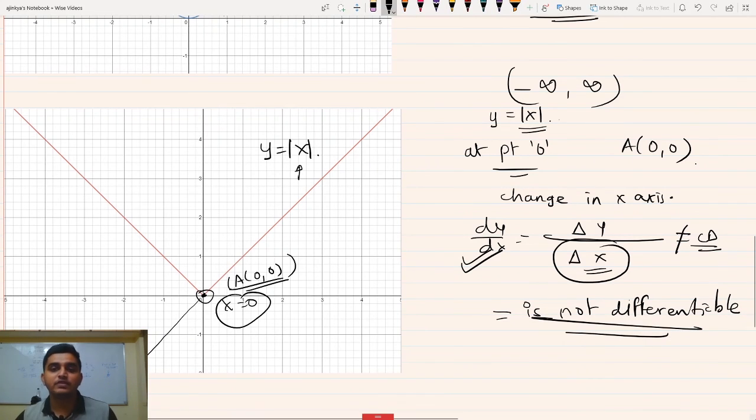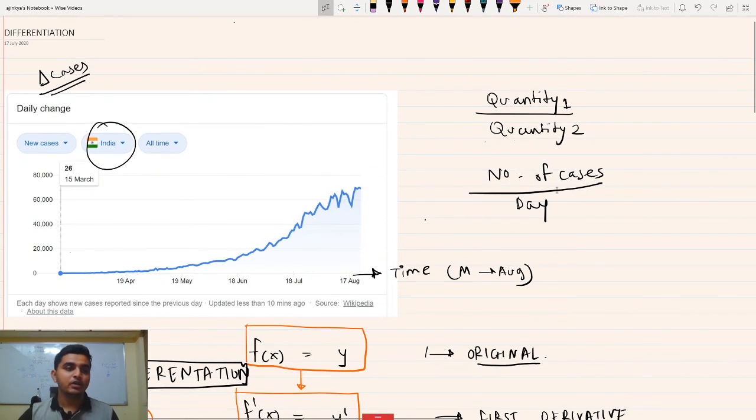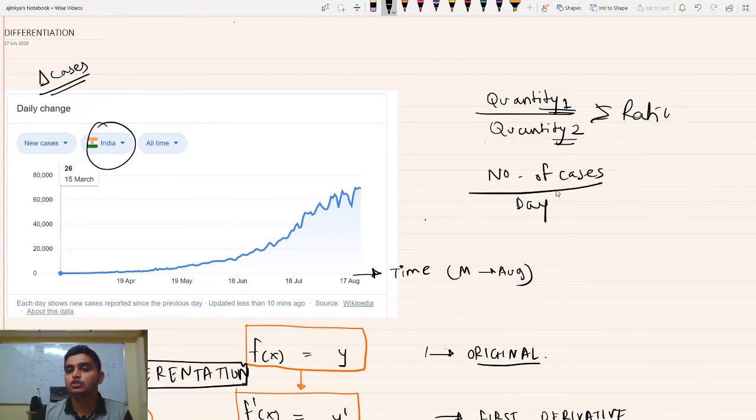So what we have seen today, I'll just explain again in short. Differentiation is nothing but the change in variable quantity 1 divided by change in variable quantity 2. We can also say this as the ratio. And for general understanding, we have taken the example of COVID-19 cases in India, which is a very hot topic, and we have seen the notation.